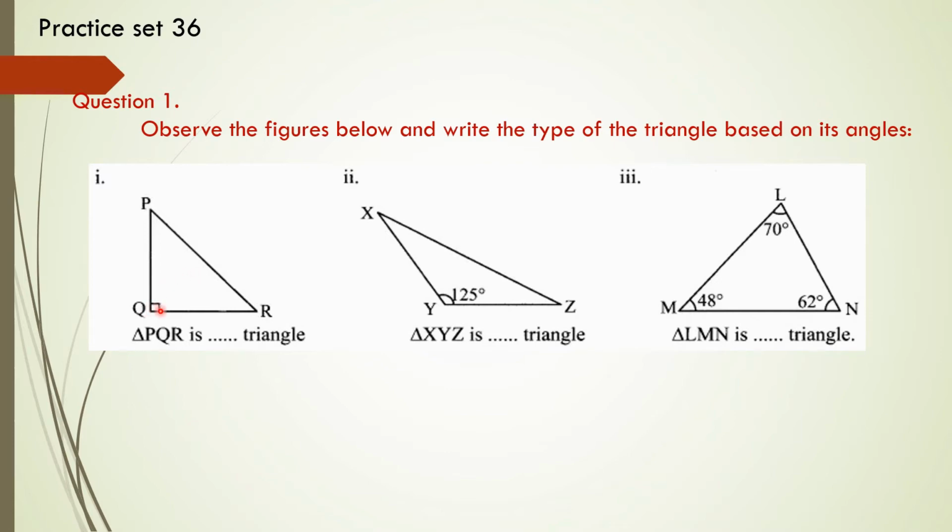Therefore, triangle PQR is a right angle triangle. And in the second one, one angle is an obtuse angle. Therefore, triangle XYZ is an obtuse angle triangle. And in the third one, all three angles are acute angles. Therefore, triangle LMN is an acute angle triangle.